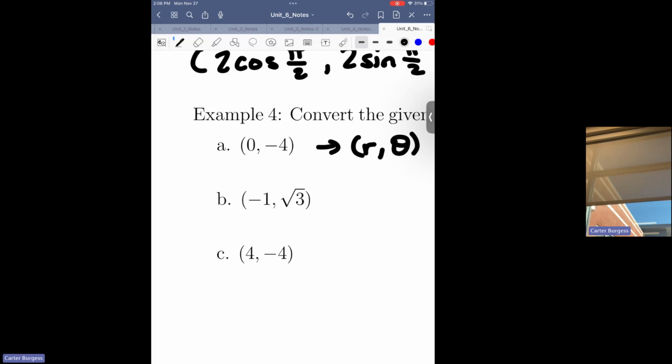So -1 squared is going to be 1, right? Remember that if you plug this in your calculator, you need to make sure you have parentheses here so that it actually squares. And then the square root of 3 squared is going to be... what happens when you square a square root?